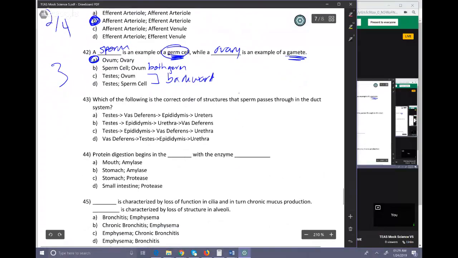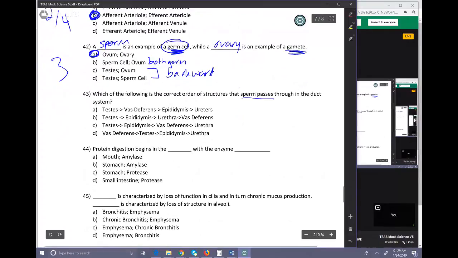43, what is the correct order of structures that a sperm cell passes through in the duct system? We know that the testes come first, so they've got that first in almost all of the answers, but we can eliminate D. We know that the urethra is last, and that actually narrows it all the way down to choice C. If it weren't narrowed down that far, the middle two are alphabetical.